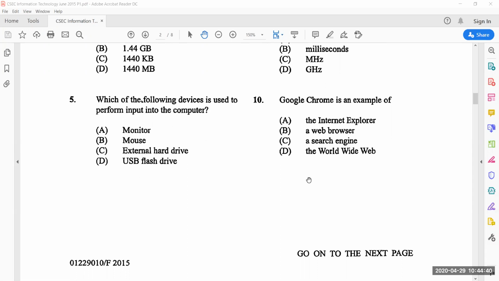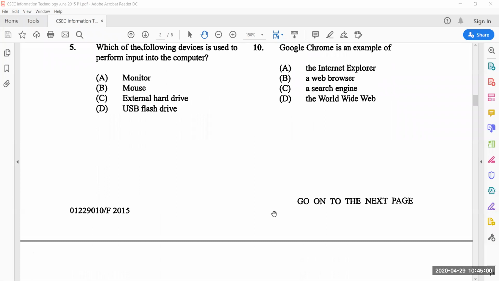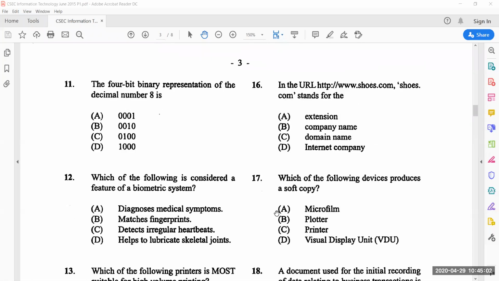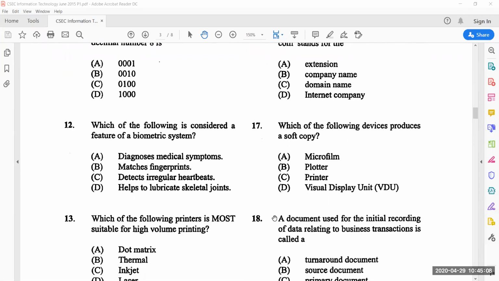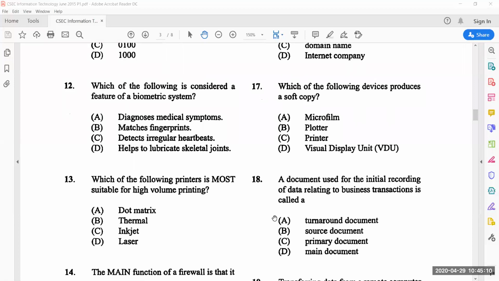All right, number 10. Google Chrome is an example of, yes, a web browser, right? Internet Explorer is another example of a web browser also, right? A search engine, Google is an example of a search engine, and the World Wide Web, well, that's the internet. Okay, number 11, that's a number representation which you all will be assessed on. Let's move on to 12.